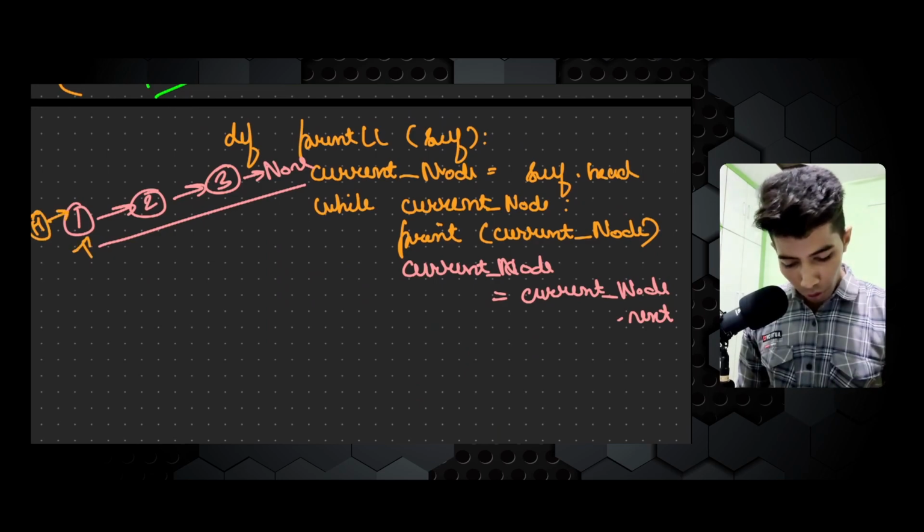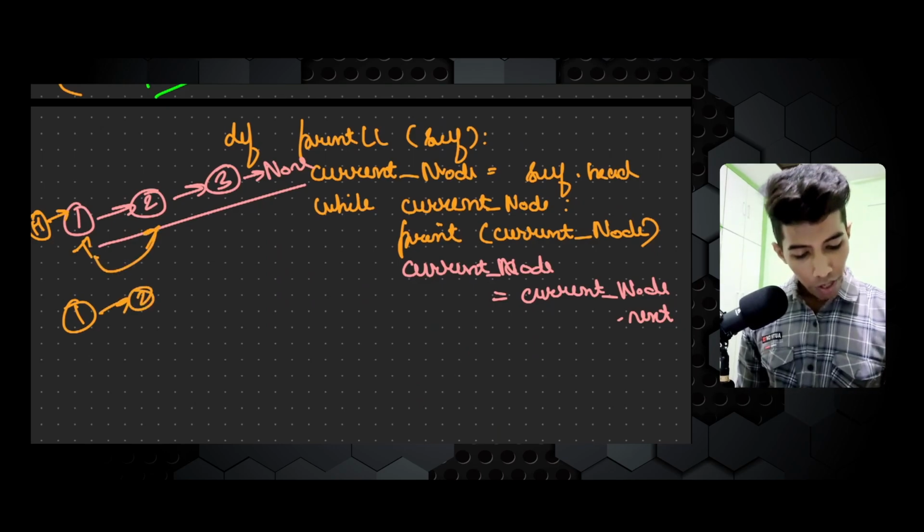My head is here. So 1 will be printed. Then my current node will be updated to 2. So 2 will be printed. Then again it will update it to 3.